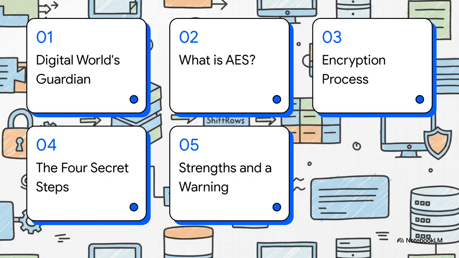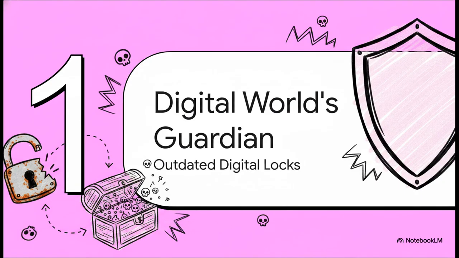So in this explainer, we're going to dive right in. First, we'll talk about our digital world's guardian. Then we'll get into what AES actually is. After that, we'll peek inside the encryption process, break down the 4 secret steps it uses, and finally, we'll wrap up with its biggest strengths and a really important warning. So let's start with our digital world's guardian and the problem with those old, outdated digital locks.